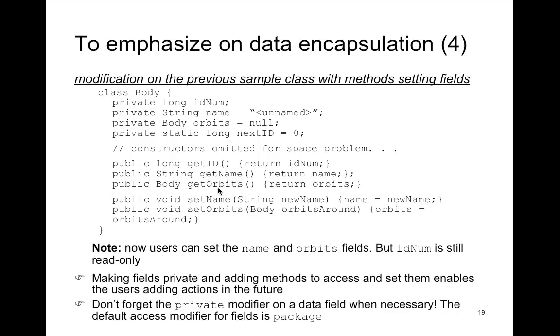Nobody goes around calling it that. In fact, you still see people saying get and set on methods. That's pretty common, actually, because it makes sense. What are you doing with it? Getting it, setting it. So note, now users can set them through the methods, but ID number is still read-only because it's private. So making fields private and adding methods to access them enables you to basically protect it in the future. So don't forget the private modifiers on the data fields when they're necessary.